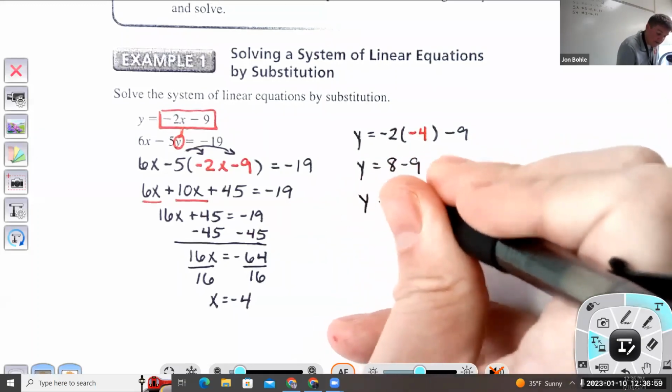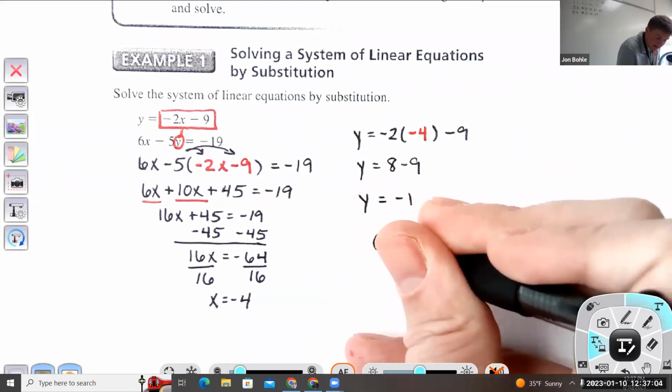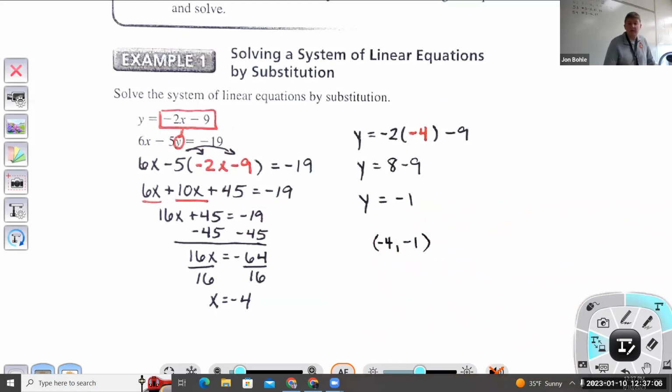So if I were to graph these, I would find that they cross at the ordered pair negative 4, comma, negative 1. And that would be my answer. Okay, so you should find an x and a y when you're doing these.